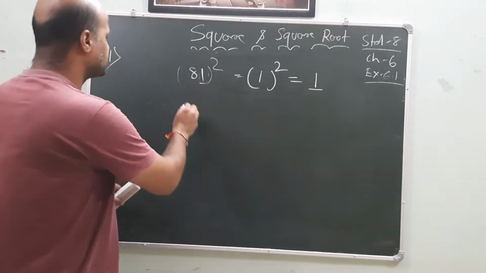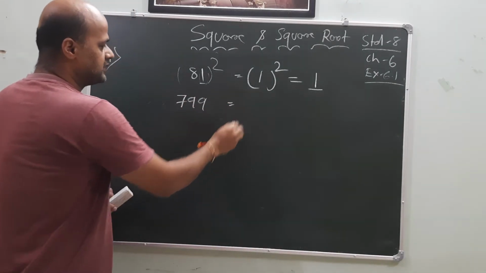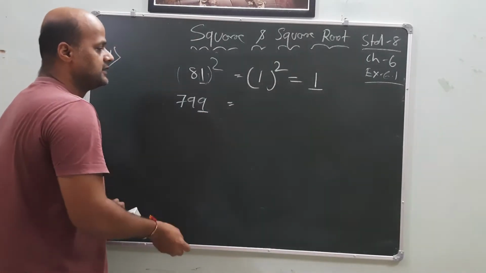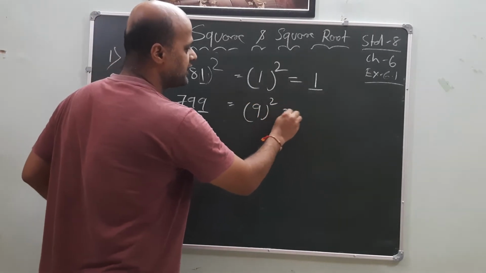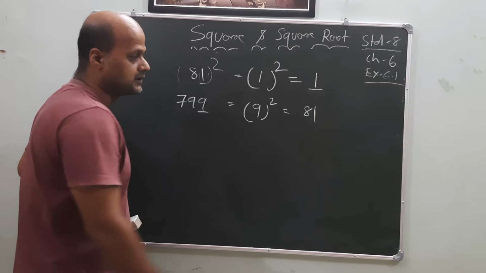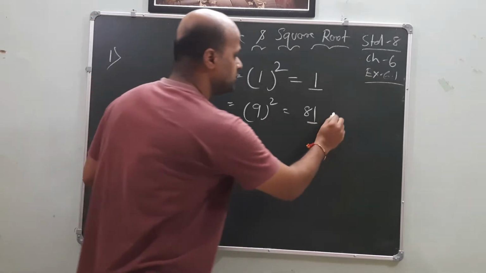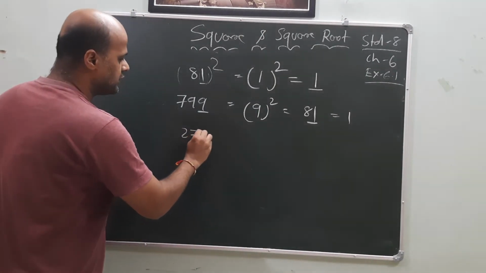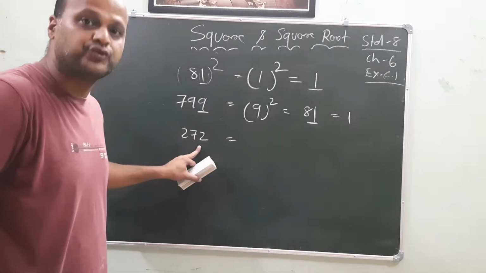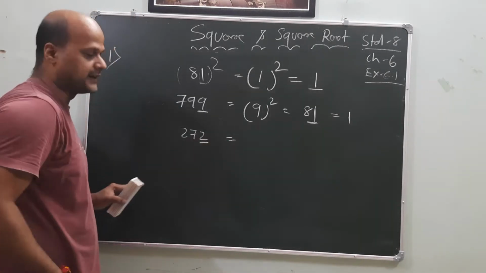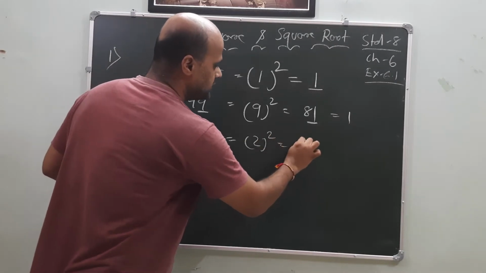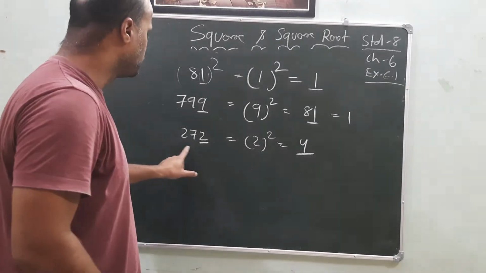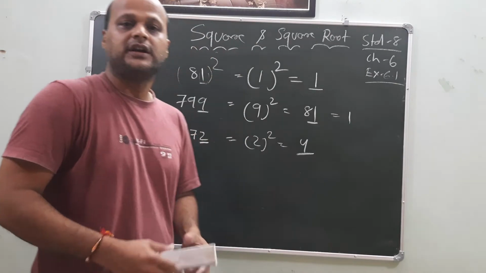What about the next one? Let's go for 799. In 799, which number is in unit place? Good, it is 9. So what is the square of 9? 9 square is 81. Whatever the result, the unit place value is 1. So I will write here 1. Understood? Next one is 272. In unit place, which number is there? Good, 2 is there. So 2 square is 4. So the unit digit of the square of 272 is 4. Understood? Shall we go to another one?